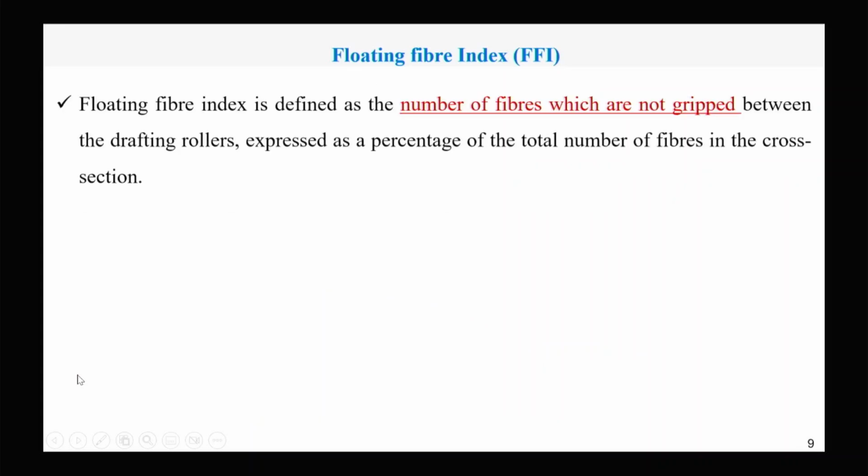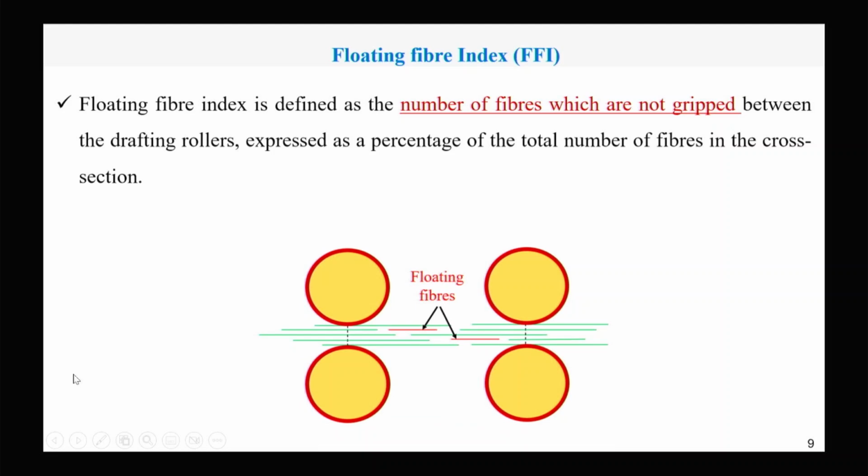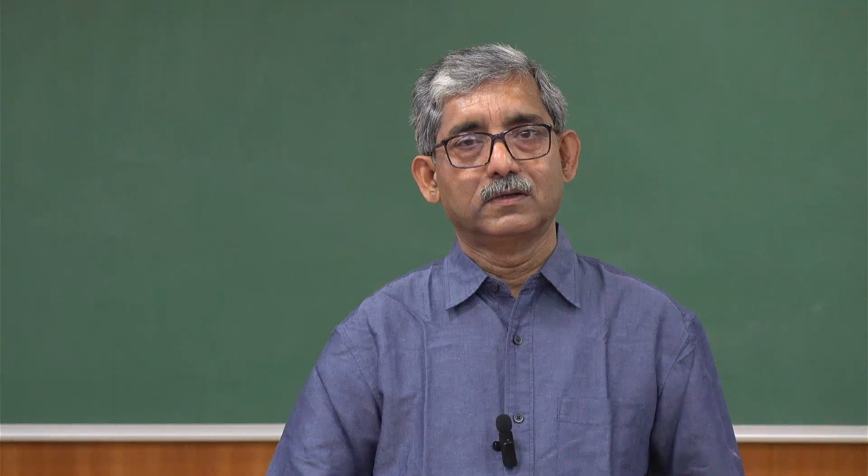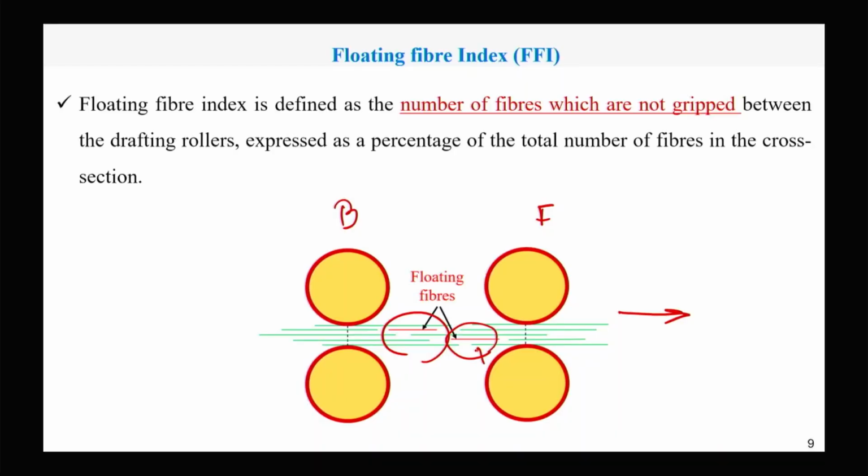So floating fibers are the fibers which are not gripped between the drafting roller. So this is the front drafting roller, this is a back drafting roller, and during drafting this red color fibers are floating fibers which are not gripped, they move by the cohesion, the frictional contact with the adjacent fibers.